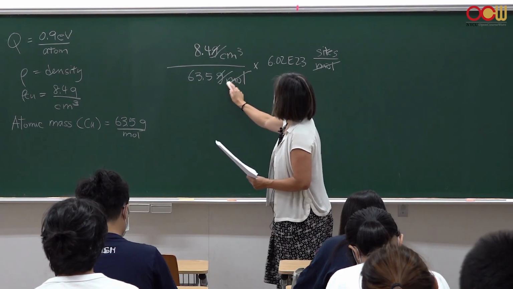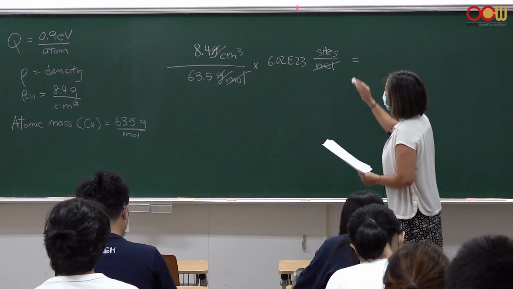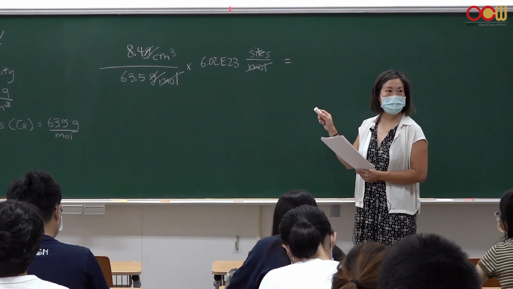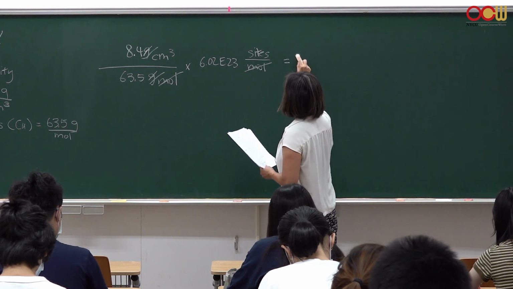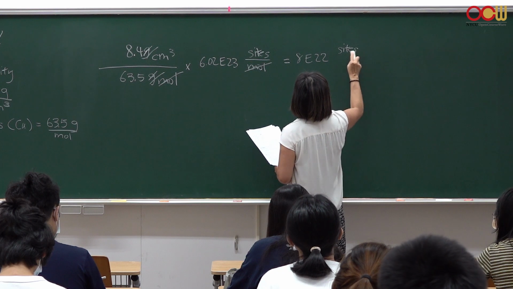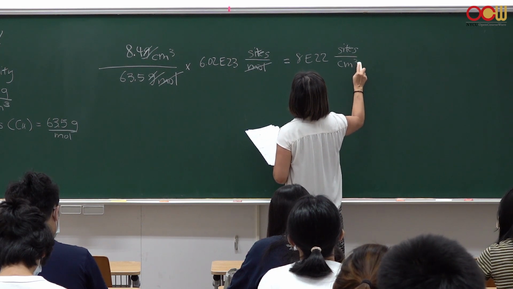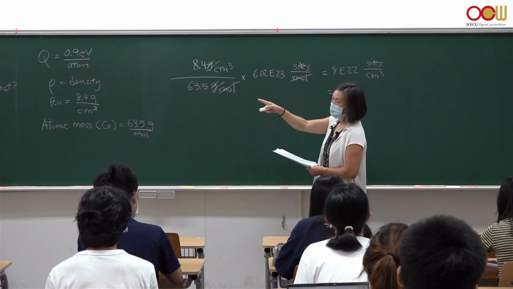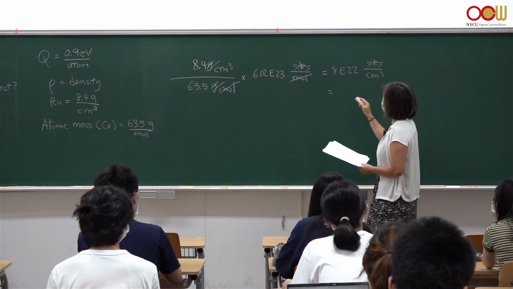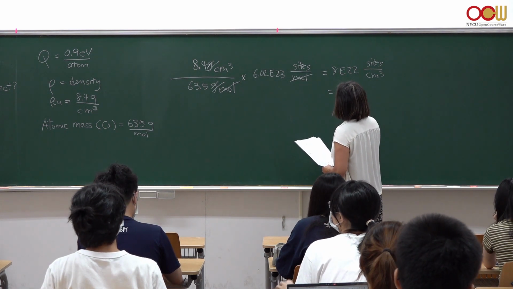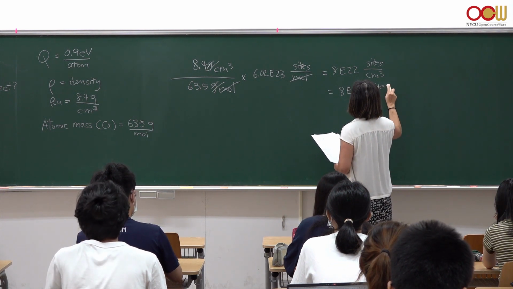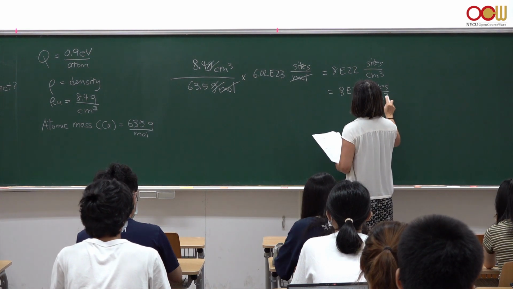So the moles will cancel out, and that will give you sites per centimeter cubed. Okay? And so that's roughly 8 times 10 to the 22 sites per centimeter cubed. But we have a 1 meter cubed volume of copper, so we convert this to meter cubed. So sites per meter cubed.